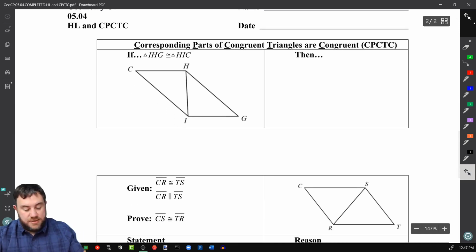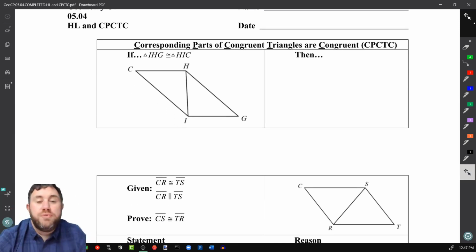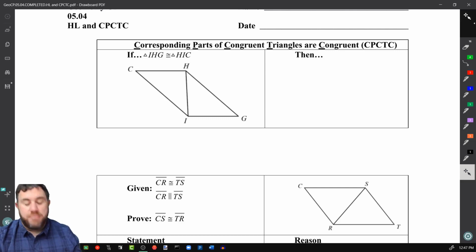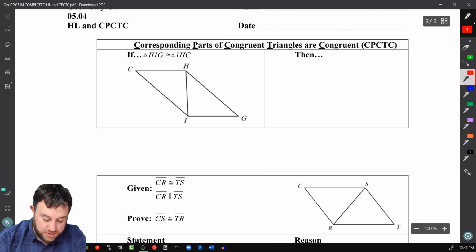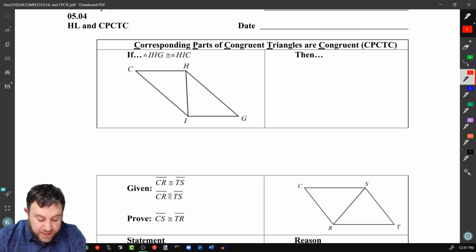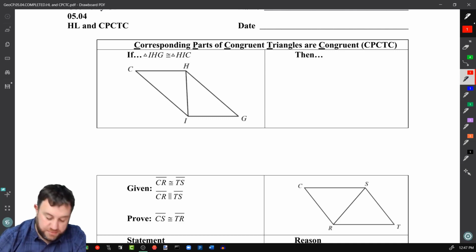Okay, now, once we've proven two triangles are congruent, then we can pull out any two pieces of those two triangles that correspond to each other, and we know all the pieces are also congruent. So there are 6 congruency statements we can make about the pieces once we know the triangles are congruent. So looking at triangle IHG and HIC, let's mark everything and then we'll write out some statements.